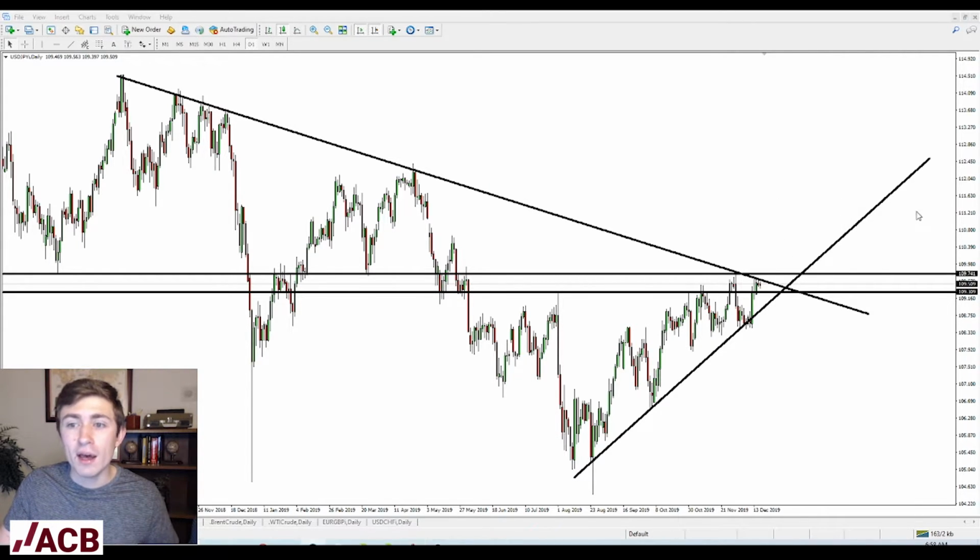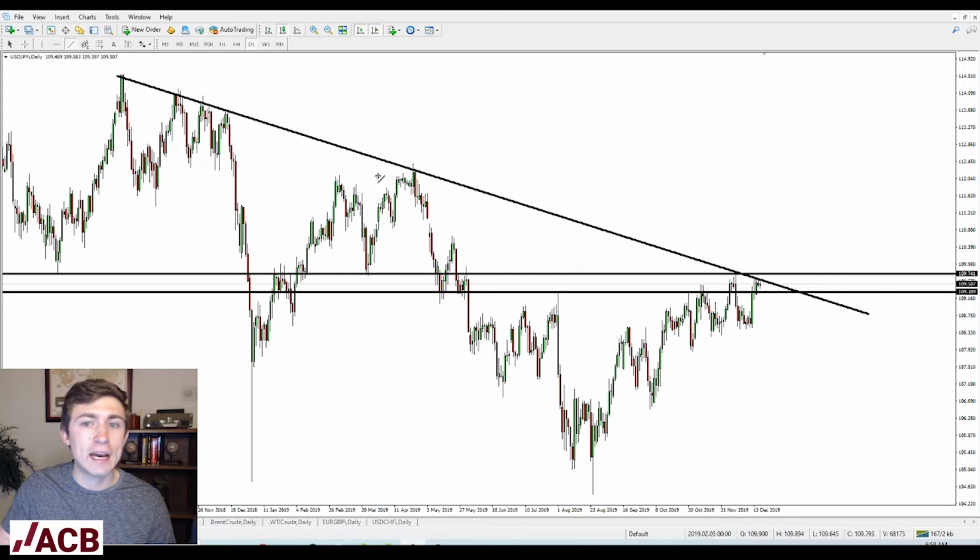Otherwise, for now, this is still a barrier of resistance for buyers. This is an area where sellers could actually hold, and I think there's a pretty good chance that we see rejection along this trend line, as we have two reasons for seeing that: the resistance point as well as the trend line. So you have two bearish technical zones to consider, and until that breaks, my bias here would be more likely bearish than bullish.